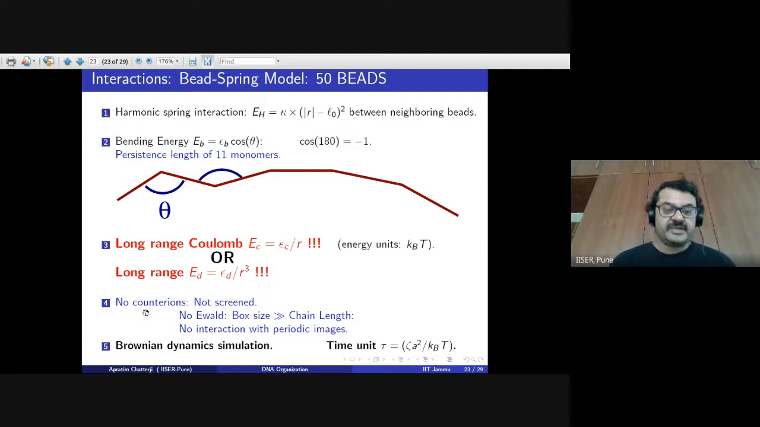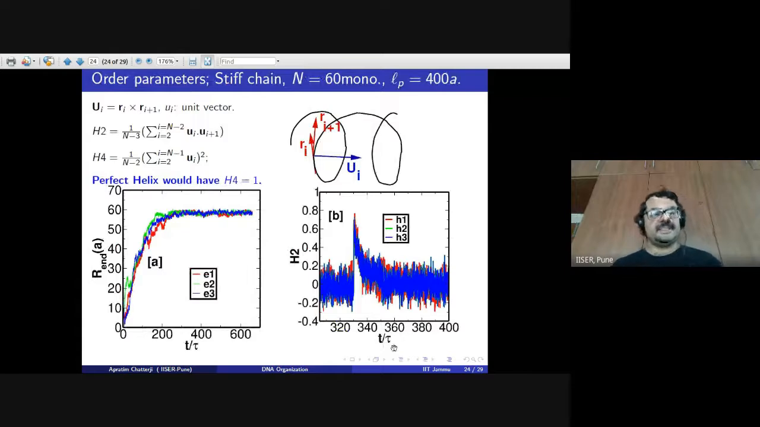There is no counter ion, so I use 1 by r, not screened Coulomb, which might be a bit difficult to realize experimentally, but not impossible. I use Brownian dynamics simulations for our study. This is the Brownian dynamics relaxation time, so time will be measured in units of the diffusive relaxation time.